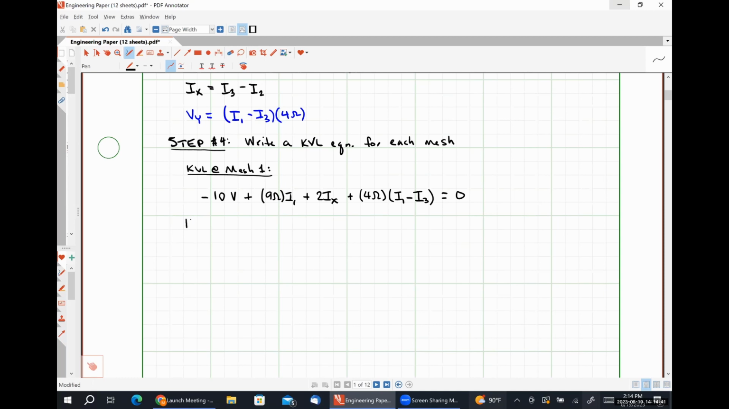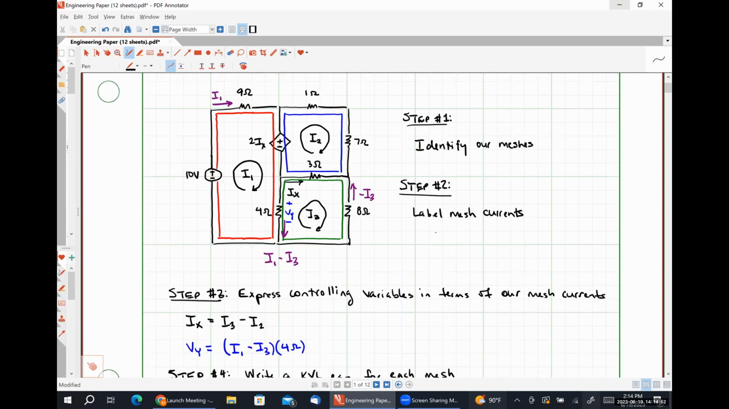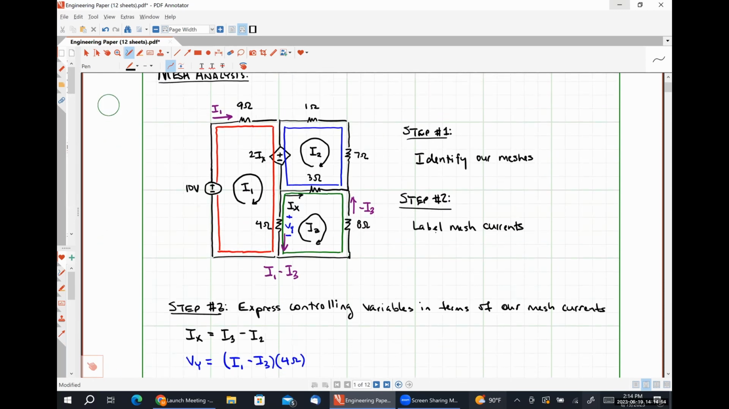Now we're going to write our KVL equation around mesh 2. So starting at the bottom left-hand corner, the first thing I see is the negative polarity terminal for the current controlled voltage source. That's going to look like a negative 2Ix.